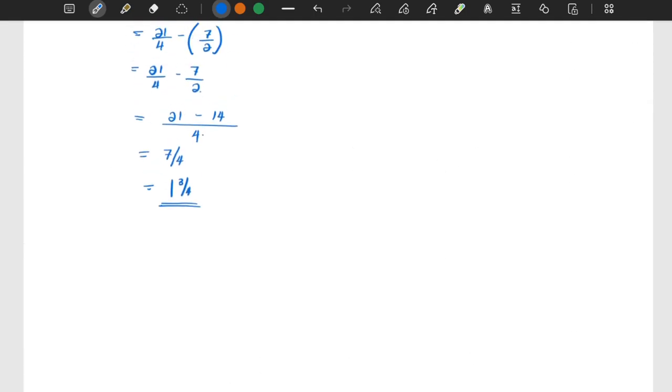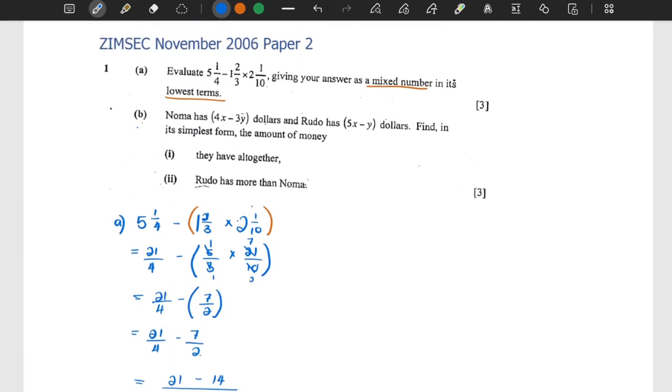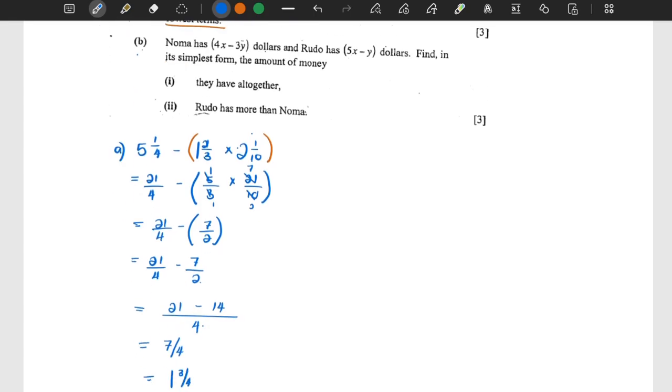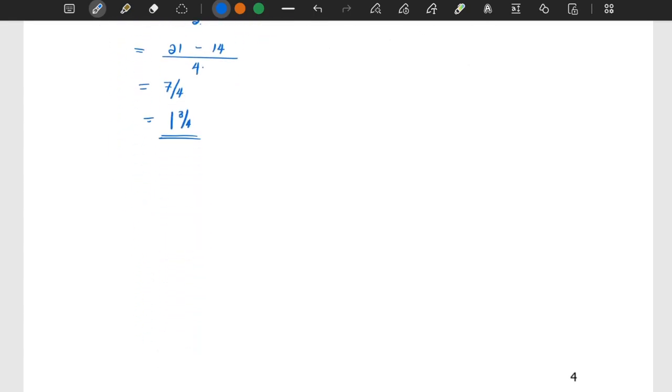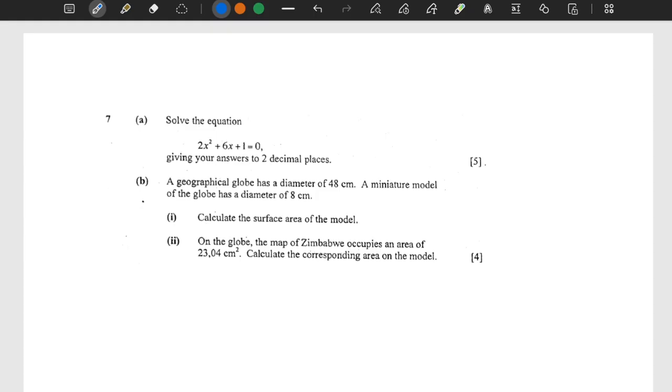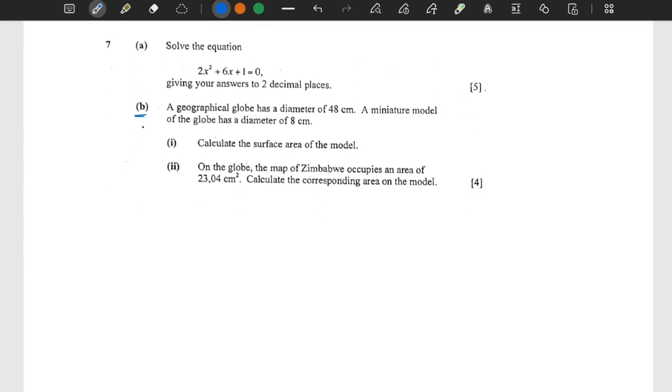Then the next part of the question, part B, is not, what can I say, it's not under real numbers. So we'll skip that. And then 7B is the one under real numbers. So a geographical globe has a diameter of 48 centimeters. A miniature model of the globe has a diameter of 8 centimeters. Calculate the surface area of the model.